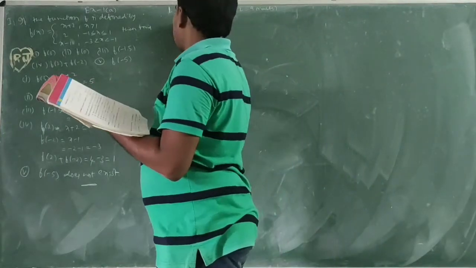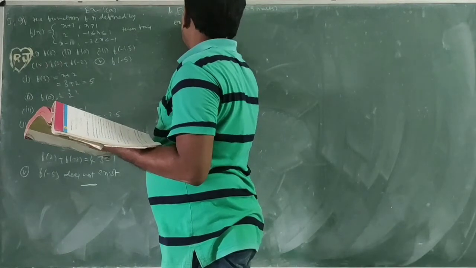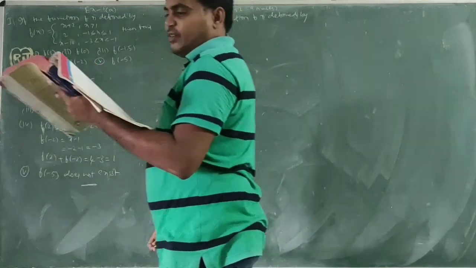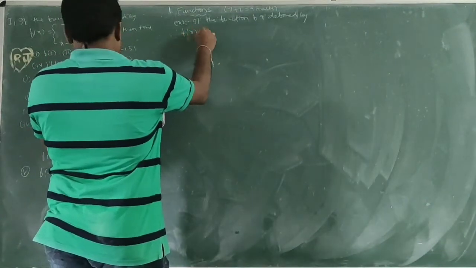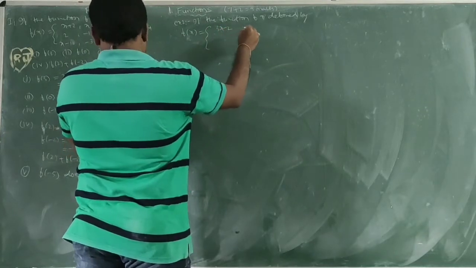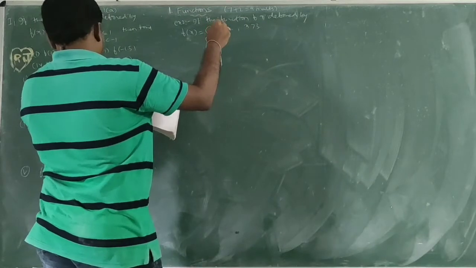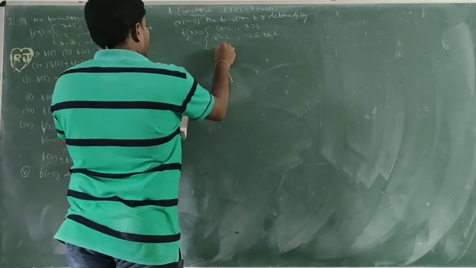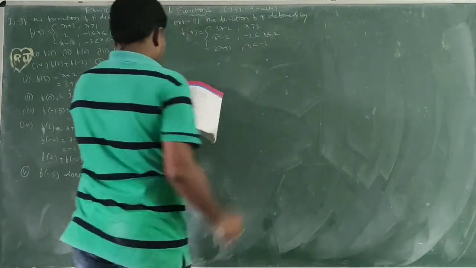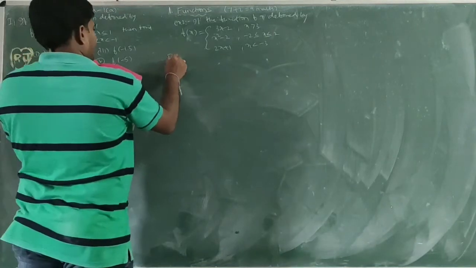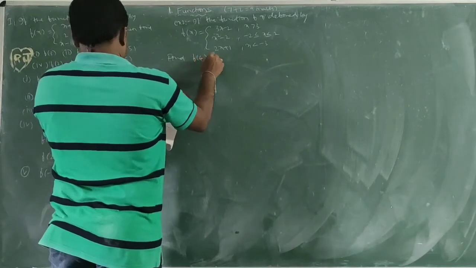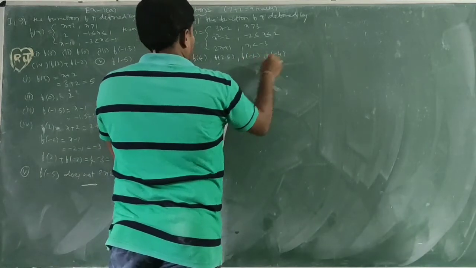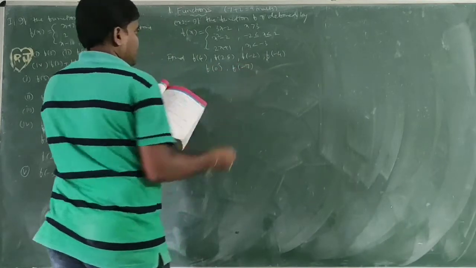So example: if the function f is defined by f of x equal to 3x minus 2 for x greater than 3, next x square minus 2 for minus 2 less than or equal to x less than or equal to the given upper limit, then find f of 2.5, f of minus 2, f of minus 4, f of 0, f of minus 7.